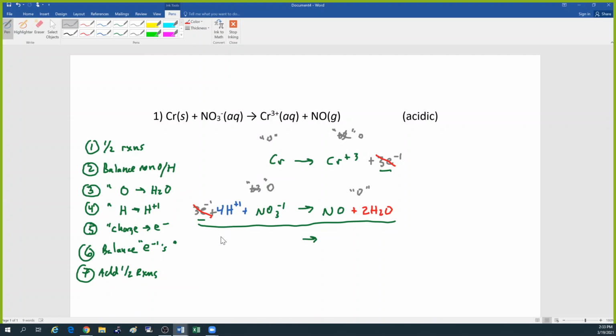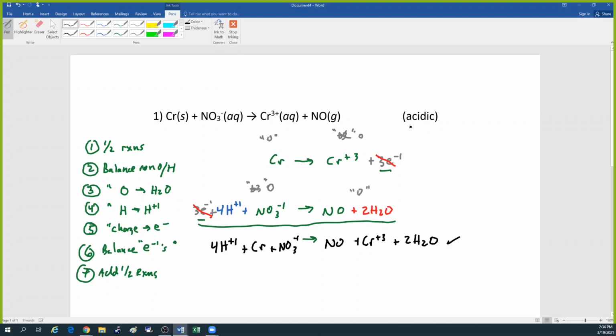So I had 4 hydrogen ions, 1 chromium, and 1 nitrate. On this side, we see the NO, the Cr3+, and then the water. And then a quick check: total charge is plus 3, 4 hydrogen, a chromium, an N, 3 oxygen, 3 oxygen. It's balanced. Ta-da!